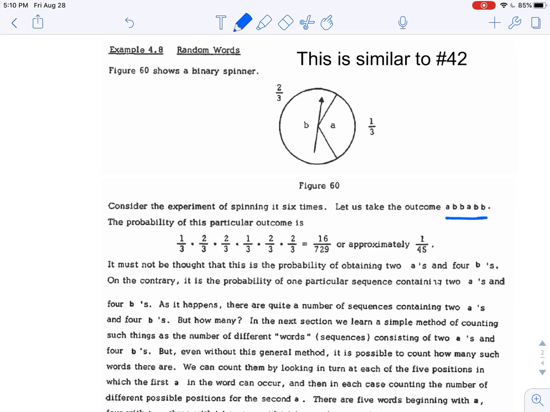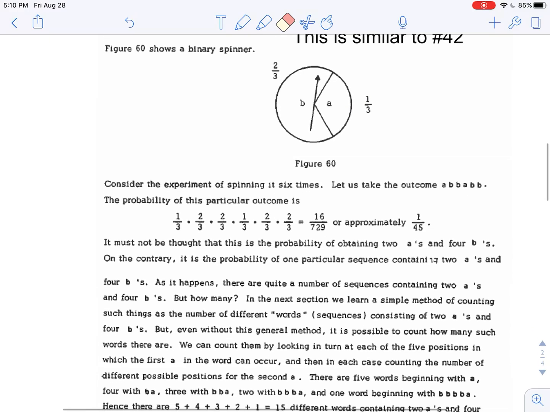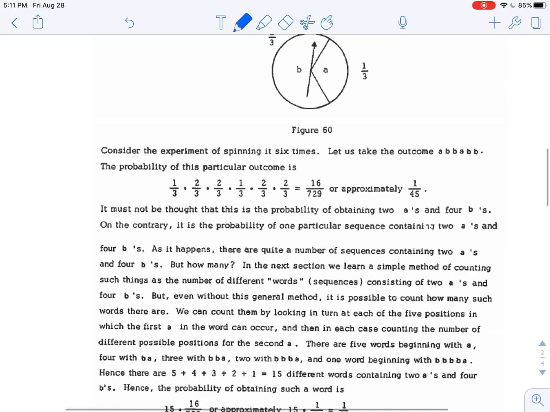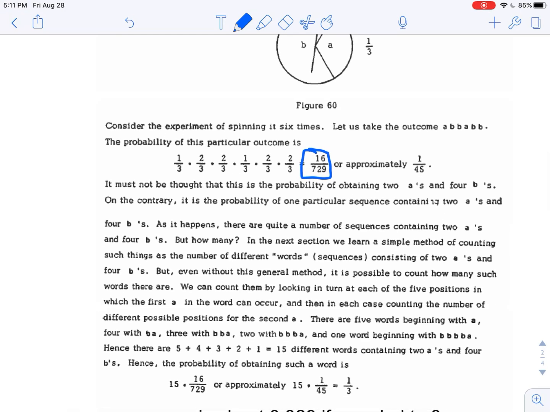Now the probability of coming up with exactly ABB, ABB, where we're saying the order matters, is 1/3 times 2/3 times 2/3 times 1/3 times 2/3 times 2/3. Sure, because the 1/3 belongs to the A, so there's those. Understand? So we have that, and we can calculate this. The probability of that one particular outcome is simply 16 out of 729.